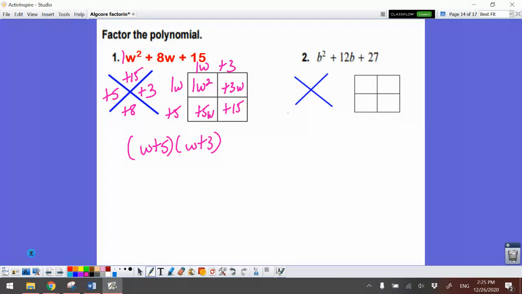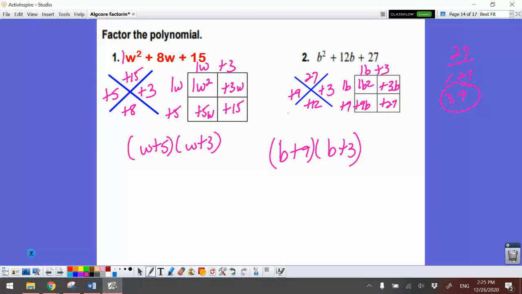Okay, 27 and 12 gives me a positive 9 and a positive 3, because I'm talking about 1 and 27, 3 and 9. There are no other options. So I have 1b squared, positive 27, a positive 9, a positive 3. So 1b plus 3, the 9, and the b. So b plus 9 and b plus 3.